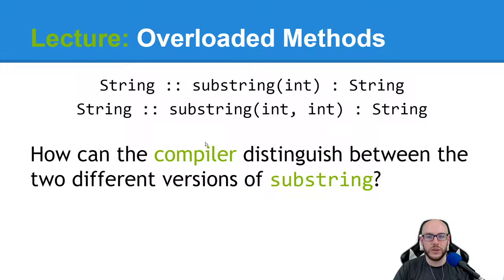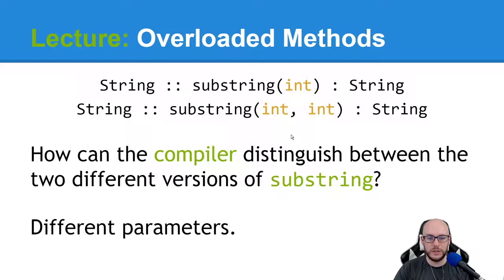Okay, so there's 2 versions of substring. How can the compiler, essentially, how can the computer know which one you're using? Well, it all depends on the parameters. We have differing parameters. The substring that we just talked about only takes in 1 integer. This version takes in 2. And that's it. Whenever you call substring and you provide 1 integer, you're calling this version.